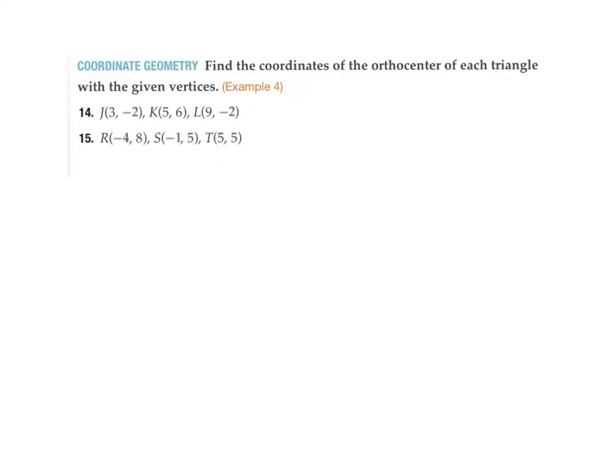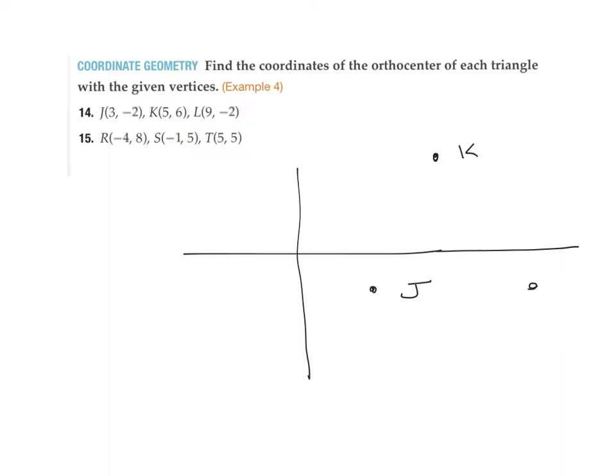Okay, so very quickly, let's have a look at question 14. You've got these 3 points. You know that you are going at 3 and -2. Okay, so plot what you've got. So J is (3, -2), so that's going to be approximately down here. K is (5, 6), which is going to give you over here. And finally, L is (9, -2), so you're over here somewhere. Okay, and that is L. So again, you've got that.